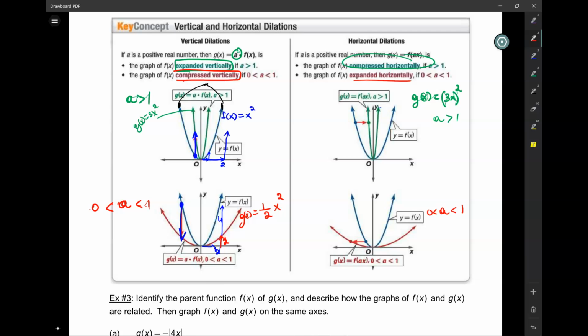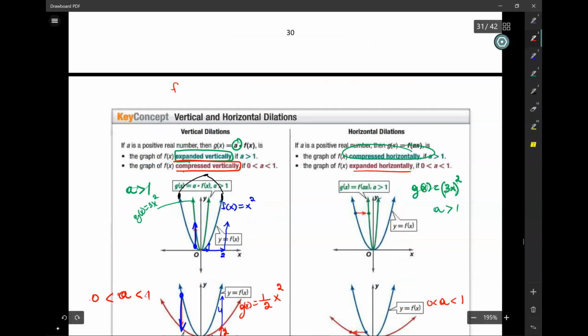Okay? So, if your function is f of x is equal to 3 root x, right? Just say vertical dilation. If your function is, I don't know, absolute value of 5x, that would be a horizontal dilation, right? Because one is inside, one is outside. Okay? Does that make sense? Okay.